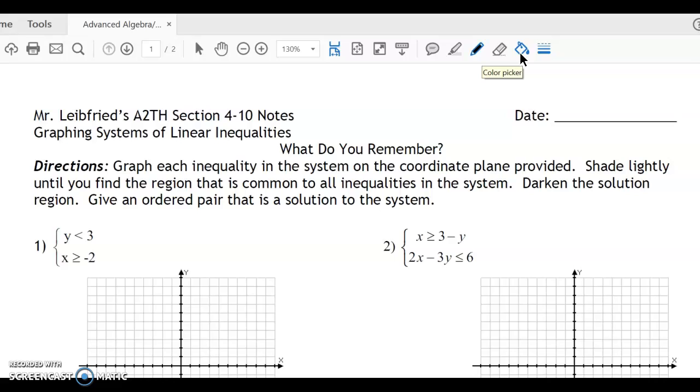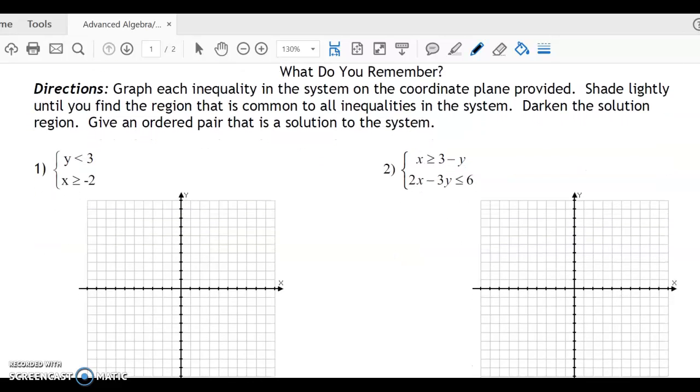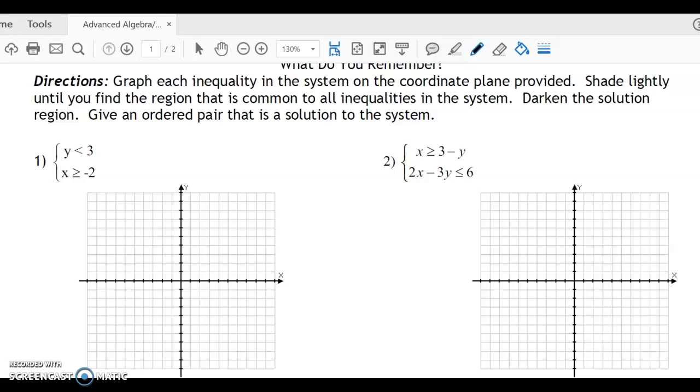We're going to shade lightly until you find the region that is common to all inequalities, and then we're going to darken the solution. So I'm going to show you in one color what yours would look like, but then I'll start switching to different colors to show solutions. Number 1 says y is less than 3. So remember, that's a horizontal line. It would be a dotted line because y cannot equal 3.